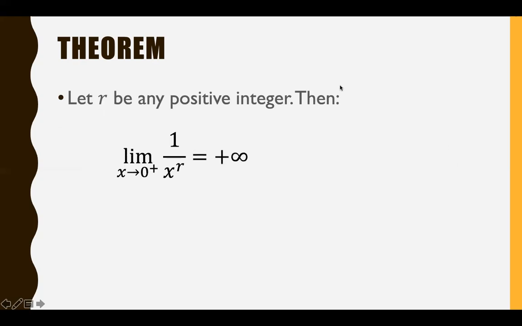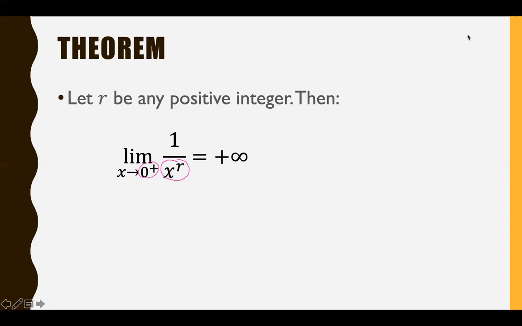So let's have this one. Let r be any positive integer. The limit of 1 over x to the power of r as x approaches 0 from the right is equal to positive infinity. So please always remember that. I just want to emphasize here that it does not always mean that your x is approaching 0, or 0 from the right. What it is actually emphasizing is that x is approaching a number where your denominator becomes 0, or a number where you have your vertical asymptotes.